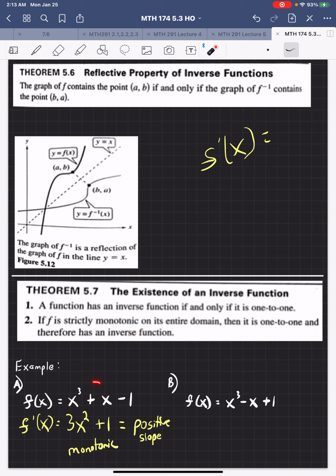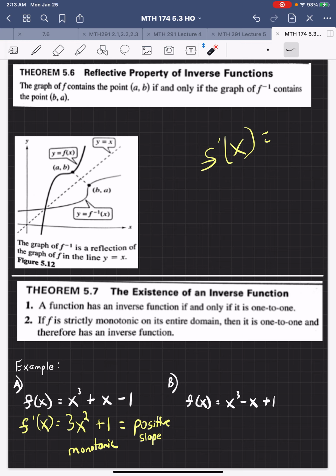You could go to Desmos. You can go to Desmos right now and graph this function. And what I'm telling you is it will always be increasing. So if it's always increasing, then it's monotonic. If it's monotonic, then it's 1-to-1. If it's 1-to-1, it has an inverse. See how we did that?